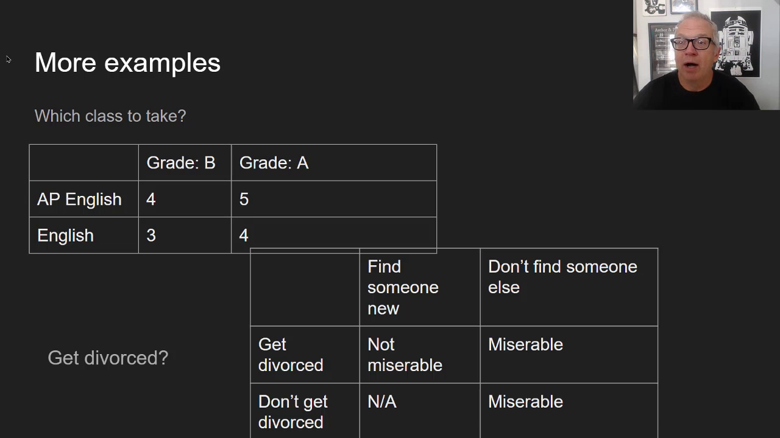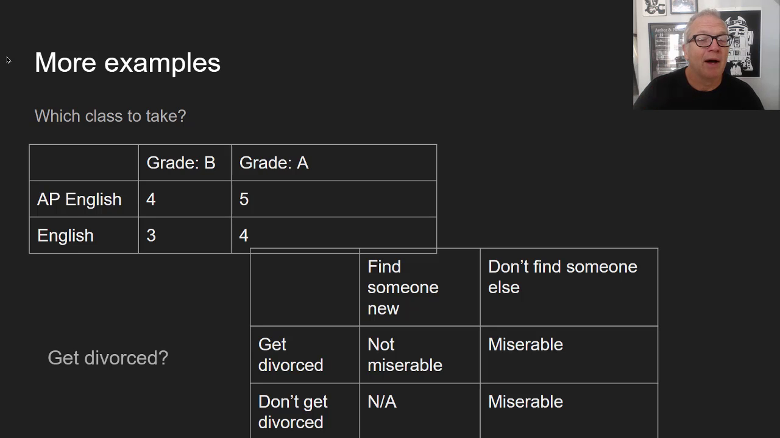Okay, so another example, actually, this first one just came up in my household this week. One of my sons is trying to figure out his schedule for high school, and he has the opportunity to take either the AP English class or the regular English class. It turns out that in the AP English class, if you get an A, it's worth 5 points in your GPA calculation, or if you get a B, it's worth 4 points because it's accelerated. Whereas in a regular English class, an A is worth 4 points and a B is worth 3 points for your GPA.